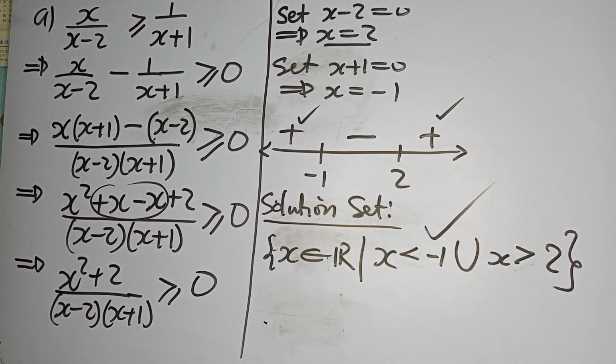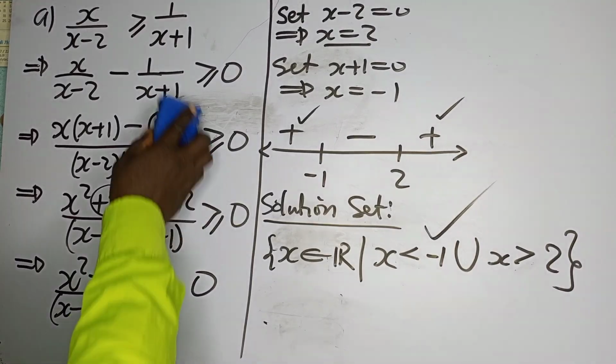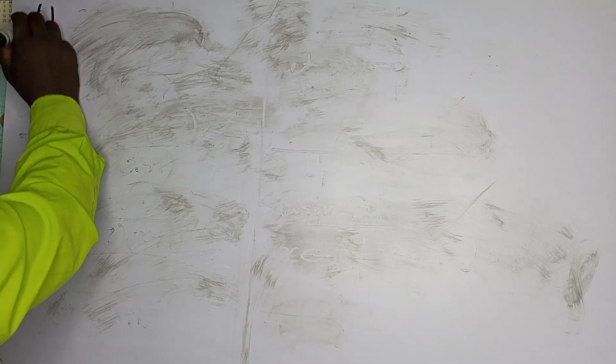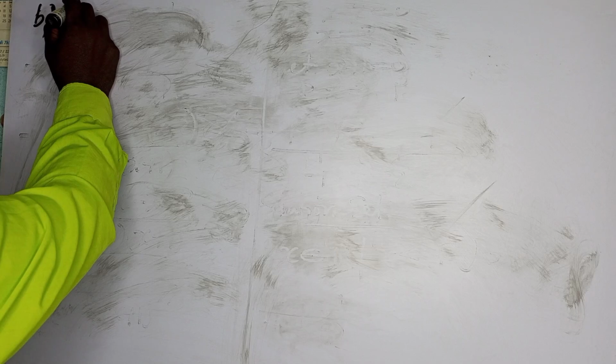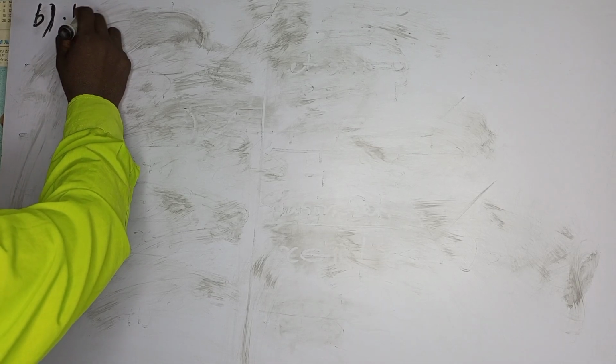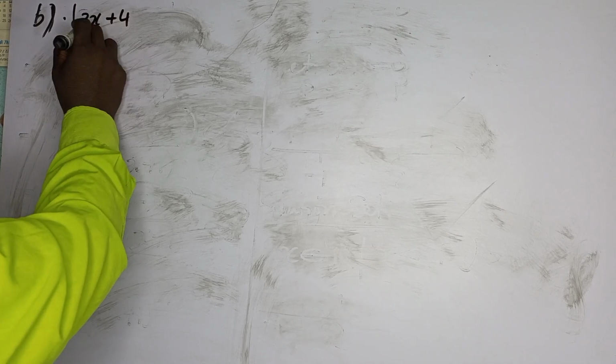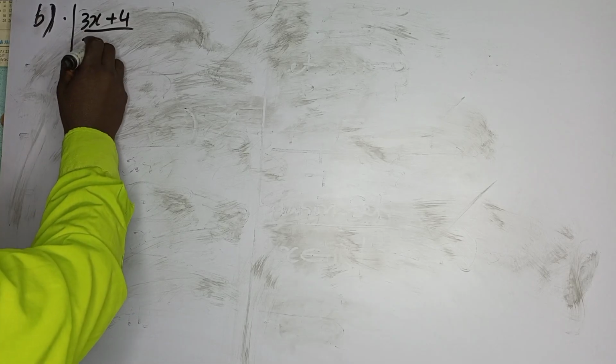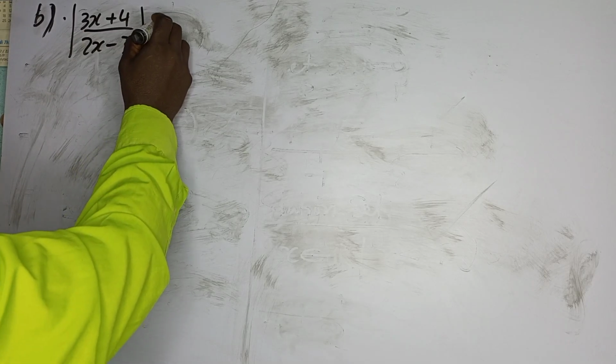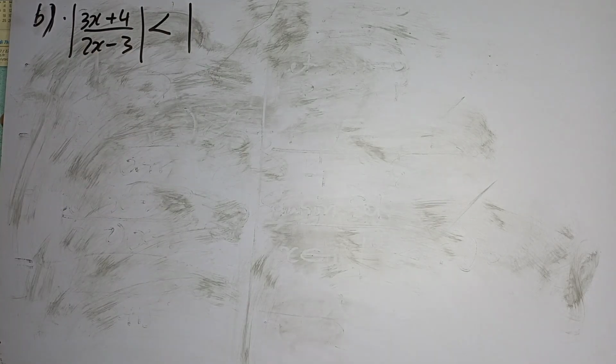Okay, now let's take the second inequality. Our second inequality says we should look for the solution set of the absolute value of 3x plus 4 all over 2x minus 3 less than 1. We want to find the solution set of this inequality.